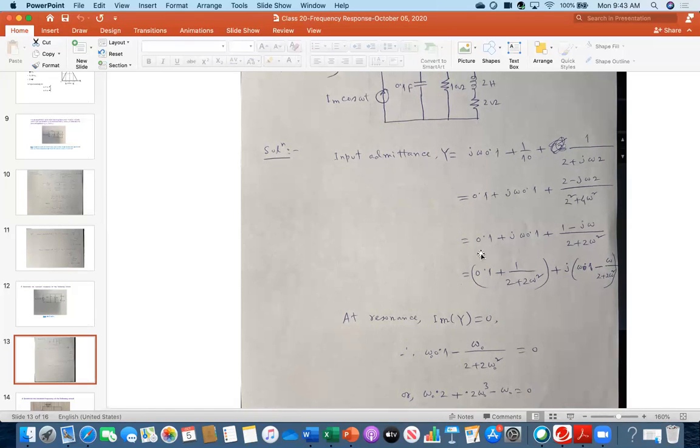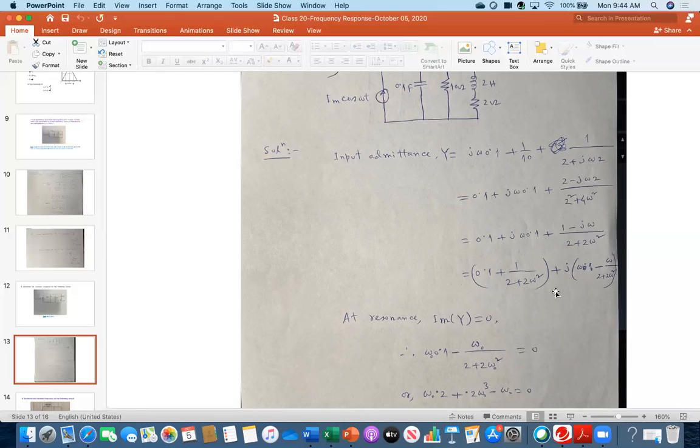So that's why here you see this one was real, this one real. And from here, I am taking this part 1 over 2 plus 2 omega squared. So now this is my real part. And this j omega 0.1 is coming here, j omega 0.1 minus this portion. So why did I do that? Because this is now real and this portion is imaginary.